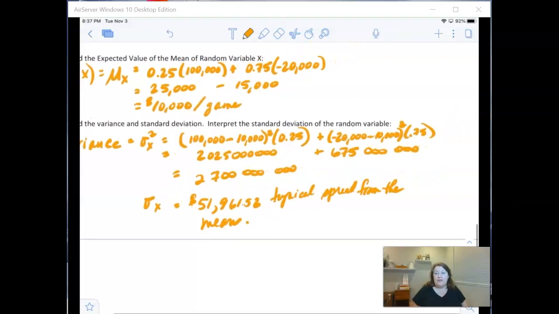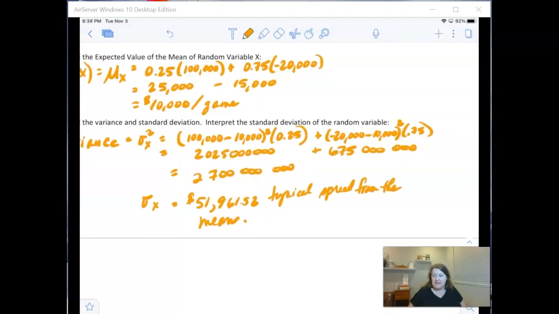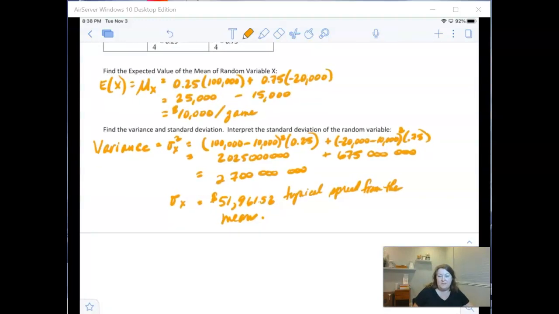Okay, so that means that on average, I should be making $10,000 a game for playing this, but I could be off by as much as plus or minus $51,000. Okay, so keep in mind that we've done one where the average was only losing $5.20 all the way up to one where we could be making $10,000 a game. And again, think about this idea of long run averages from when we were talking about probability, right? If I'm on average going to lose $5.20 and it doesn't vary that much, it's pretty typical. I kind of know when I go in to play, I'm going to lose about $5 a game.